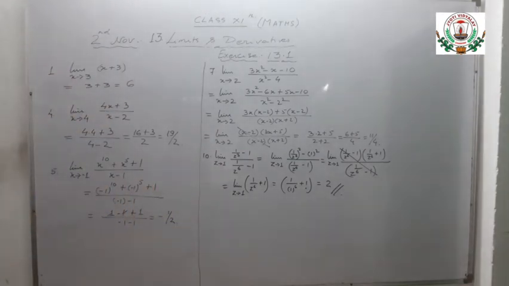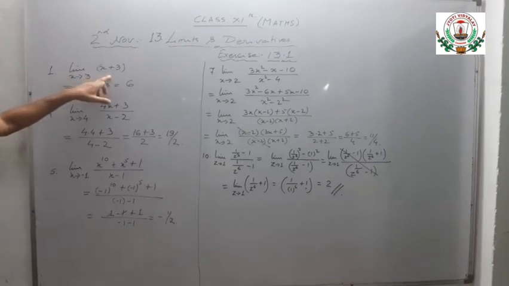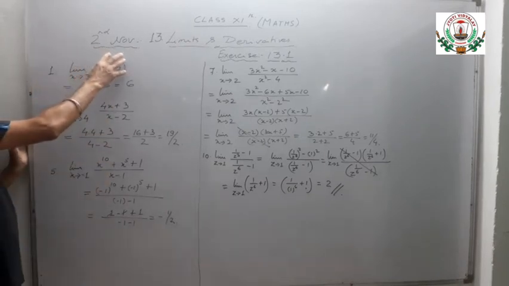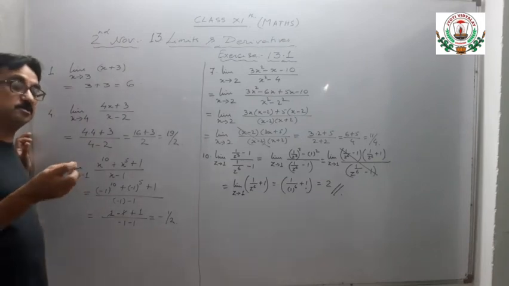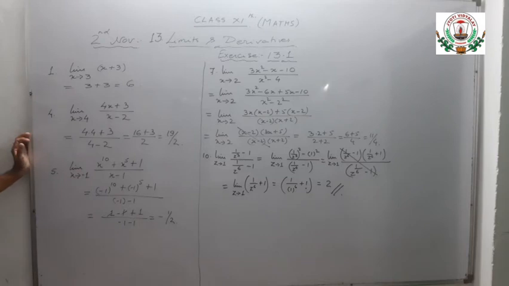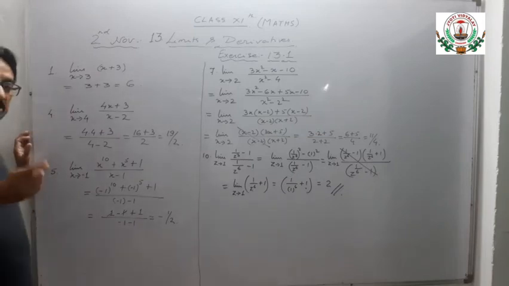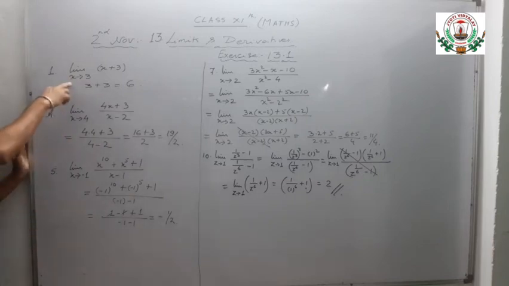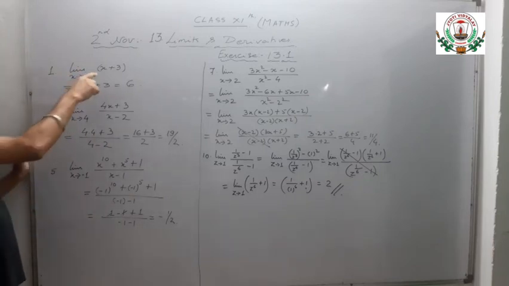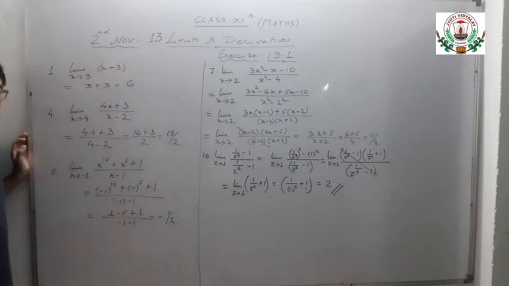The very first question. Short form of limit can be written as lim. Limit x tends to 3, the function is x plus 3. This function x plus 3 is already in the standard form. Standard form means it is already in its simplest form. If the function is not in the standard form, we have to first convert it to the standard form, that is the simplest form, and then only we substitute the value of the limit, that is x equals 3.